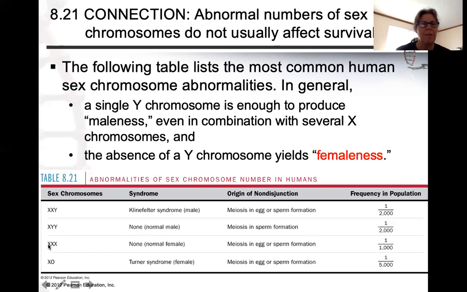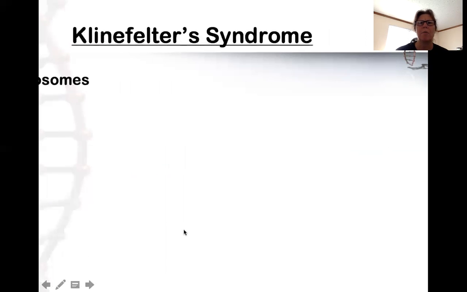And then we have, you could say, the super female here, or the X0, which means a chromosome is missing. All these have too many, but in this case, they're missing a chromosome. That's called Turner syndrome. So I'm just going to go through these.